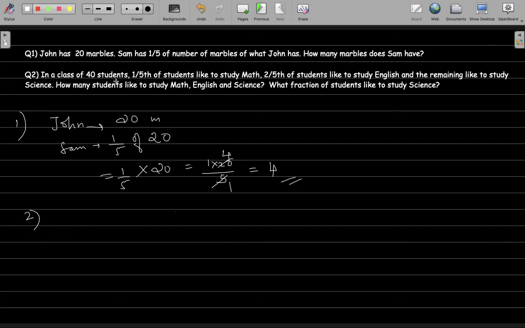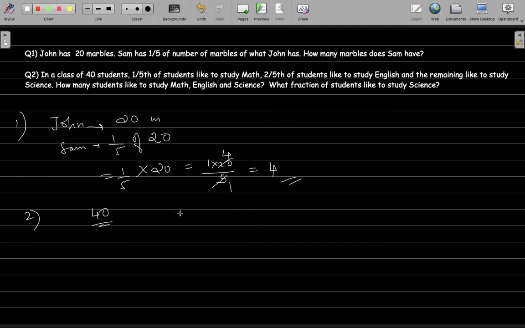Suppose, look at the second question. It says, in a class of 40 students, 1/5 of the students like to study math, 2/5 like to study English, and the remaining like to study science. How many students like to study math, English, and science, and what fraction of students like to study science? So we have to find out the number of students who like to study math, English, and science, and also the fraction of students who like to study science.